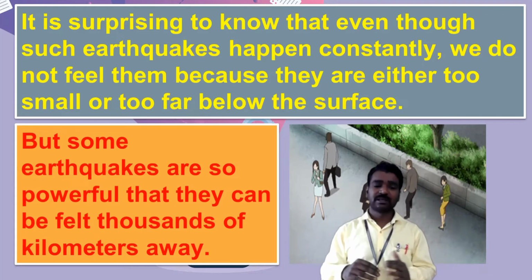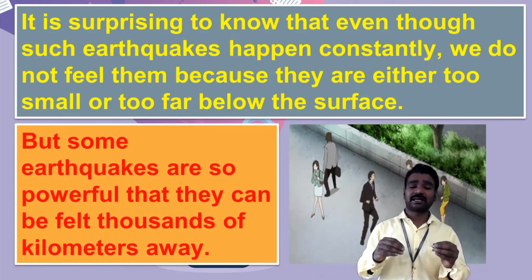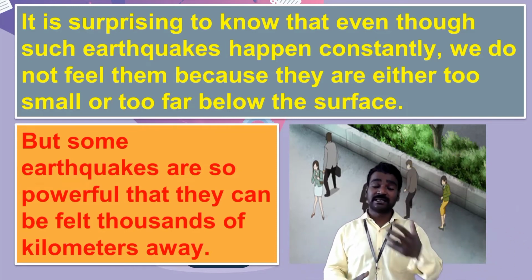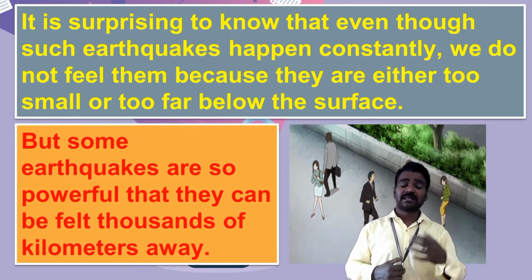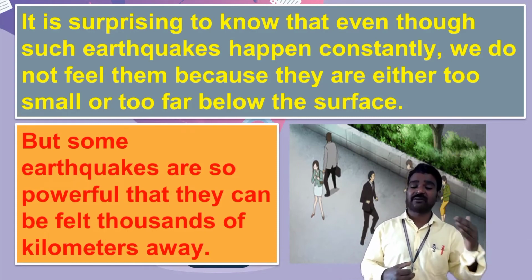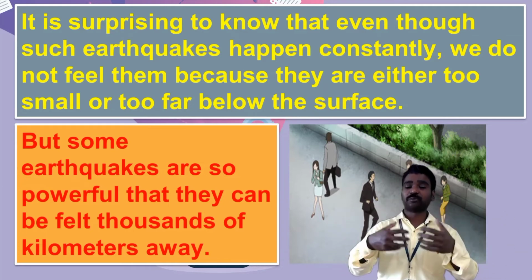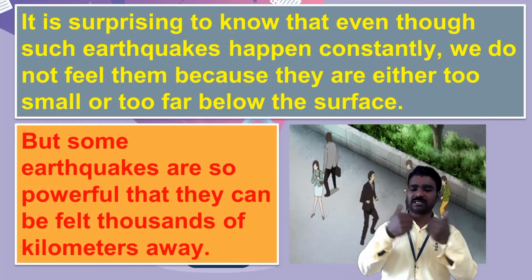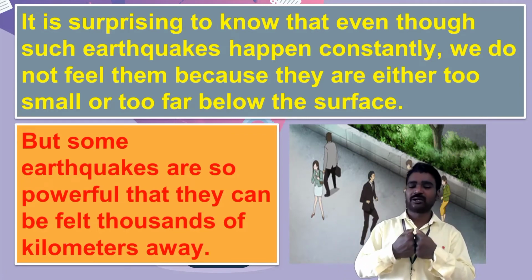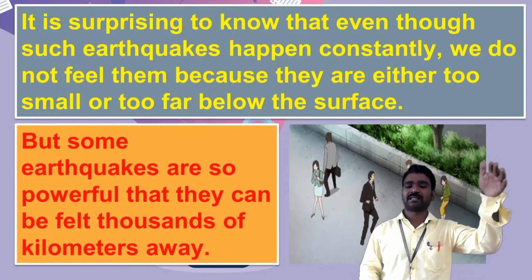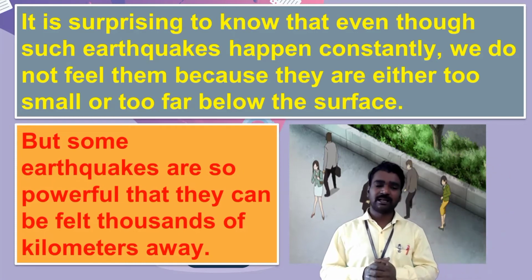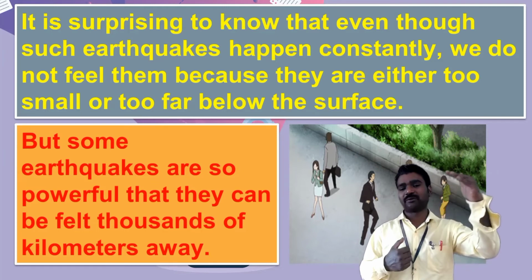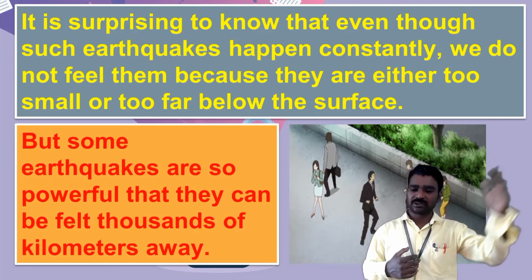But sometimes these earthquakes are so powerful, that means the waves that have formed may be strong enough that they can be felt 1,000 kilometers away from the point where these two plates have collided. I'll explain what we call the point where these two tectonic plates have collided. I'll let you know. Wherever these two plates collide with each other, from there the waves are generated, and these waves travel towards the surface of the earth.